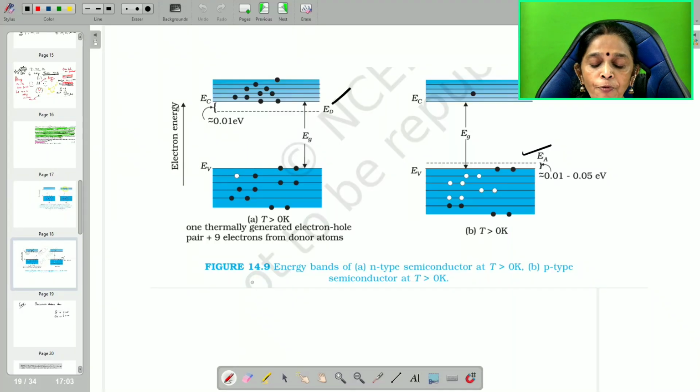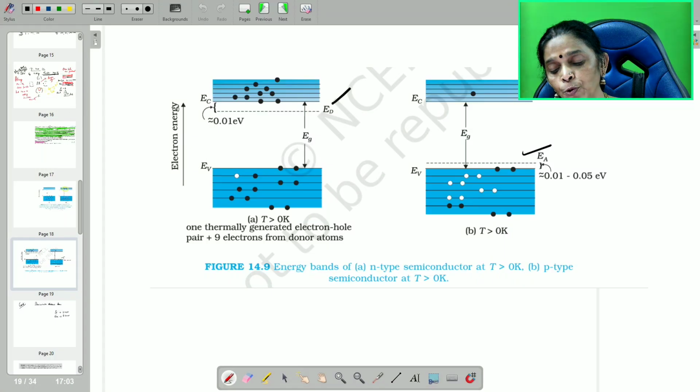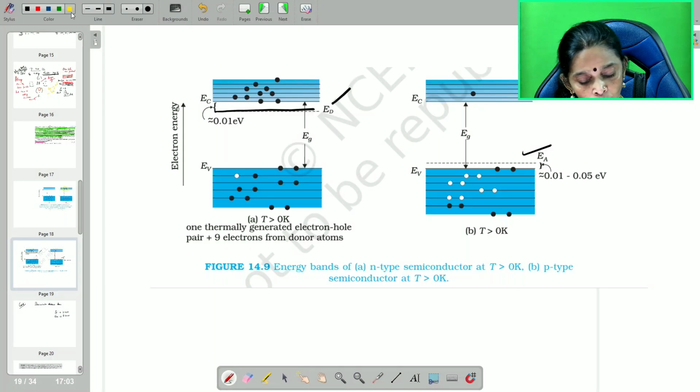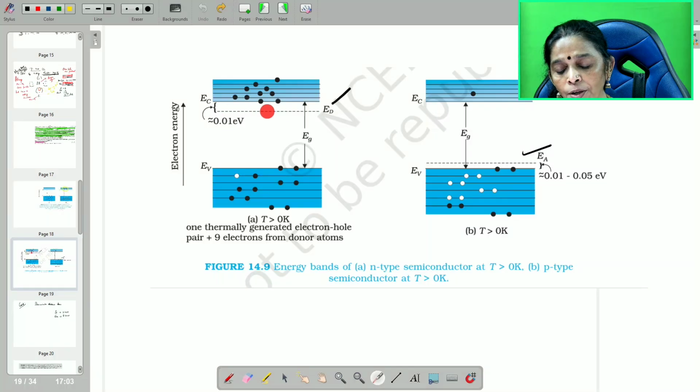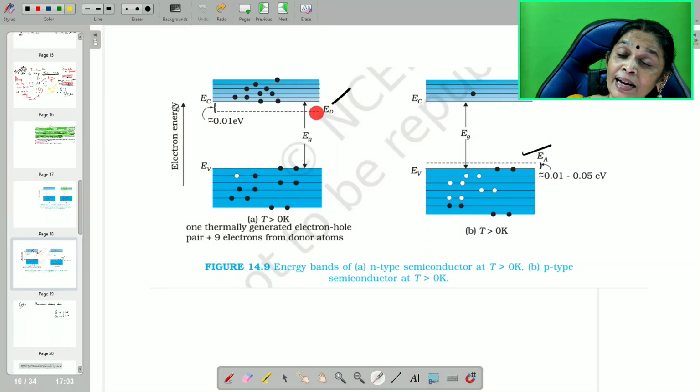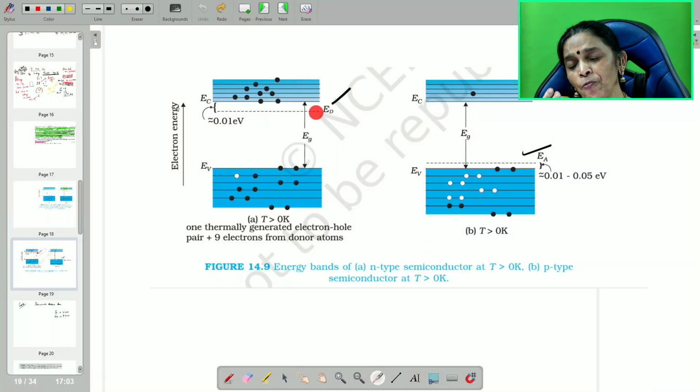Hence the modified energy band diagram should be drawn in such a way that it has got enough energy to just move to the conduction band. So this donor level has to be drawn over here. Why do we draw the donor level here? Because it has already attained excess energy, and only a little energy is enough to just move to the conduction band, that is 0.01 electron volt.